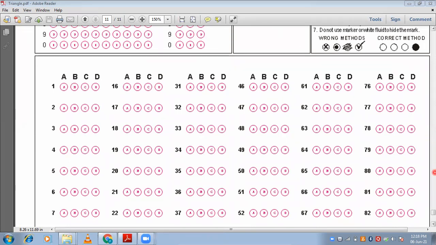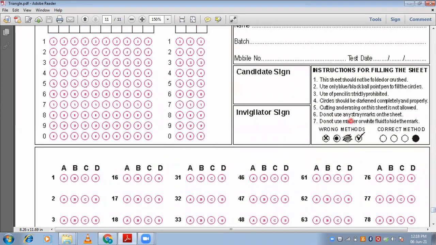Next, do not make any stray marks on the sheet. Yes, don't mark anything on the sheets. Okay, and do not use marker or white fluid to hide the mark. For example, already you marked down option A. You filled this one. You shaded. For example, then you thought this option is wrong. You need to fill down option D means don't use markers. So definitely you will lose marks.